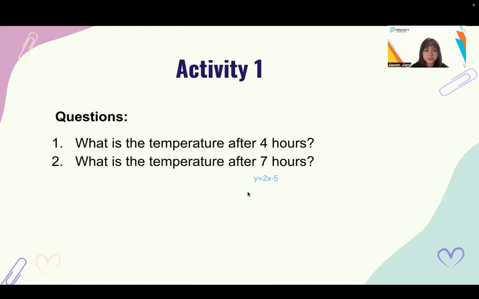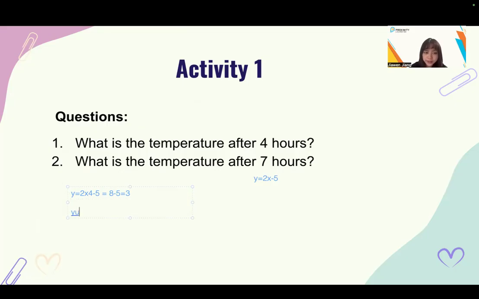Okay, time's up. Excellent. So the first one is y equals 2 times 4, right? And minus 5. So we got 8 minus 5 equals 3, okay? So the temperature after 4 hours equals 3 degrees Celsius.